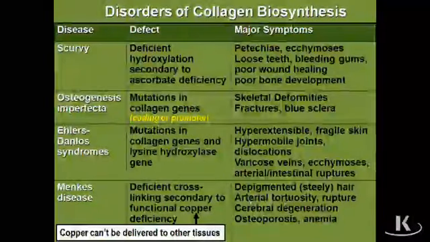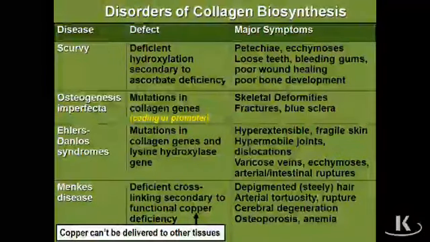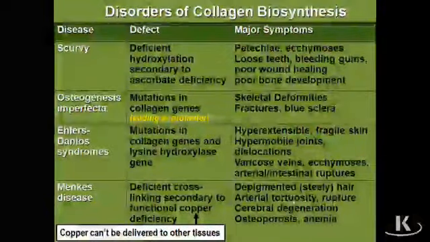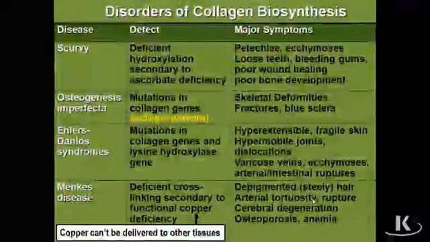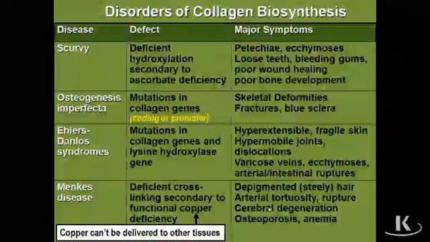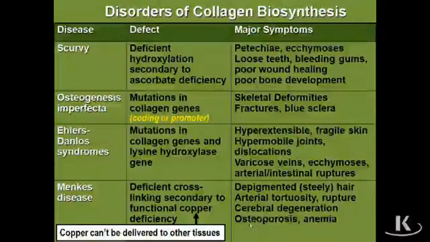So in a patient with Menkes disease, there's tortuous arteries. These are prone to rupture. So once again, you can get dissecting aortas, and you can get abdominal aortic aneurysms happening. You can even get cerebral degeneration. These patients are prone to osteoporosis and maybe even anemias. So in Menkes disease, you're going to see this copper problem. Its copper can't get delivered to other tissues.